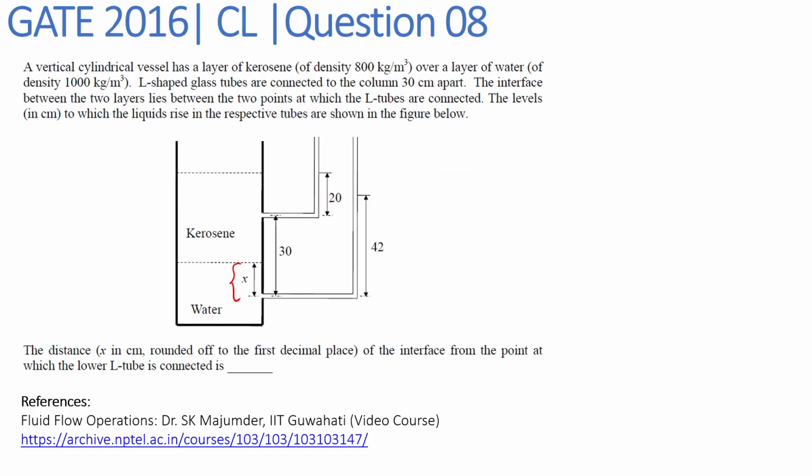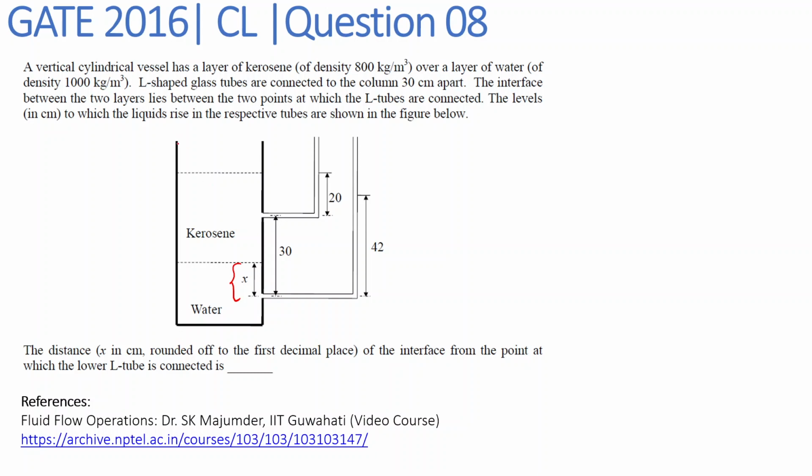Now let us solve this question number 8 from 2016. So this question states that a vertical cylindrical vessel has a layer of kerosene of density 800 kg per meter cube over a layer of water of density 1000 kg per meter cube. L-shaped glass tubes are connected to the column 30 centimeter apart. The interface between the two layers lies between the 2 points at which the L tubes are connected. The levels in centimeter to which liquid rise in the respective tubes are shown in the figure below. The distance of the interface from the point at which the lower L tube is connected is dash.